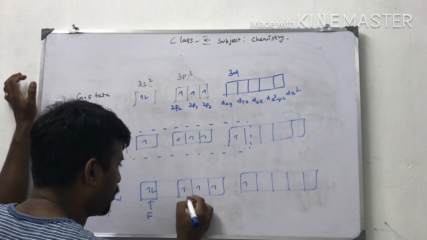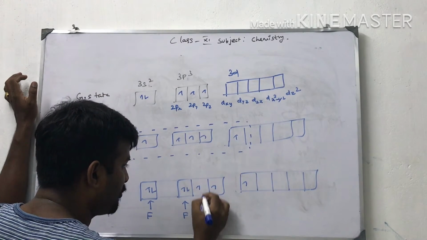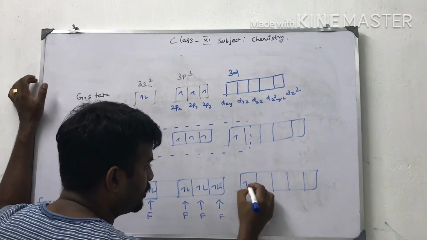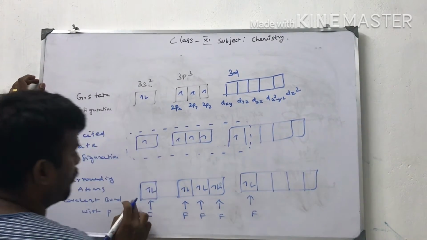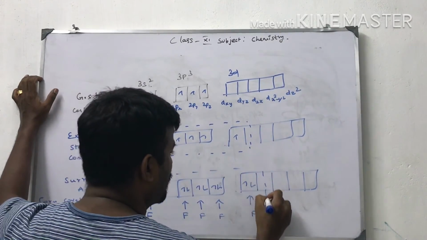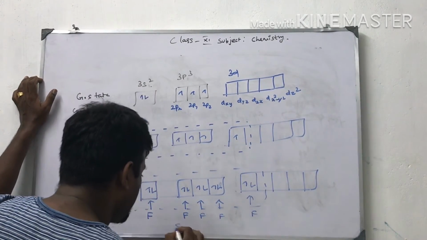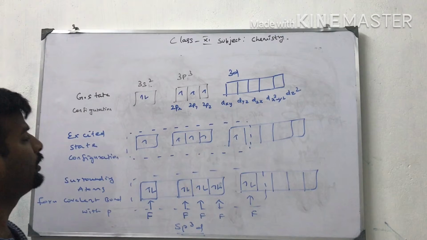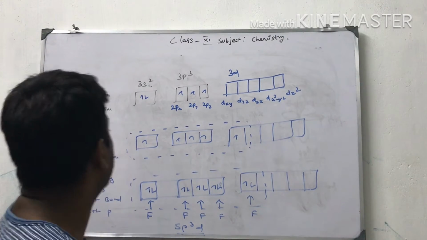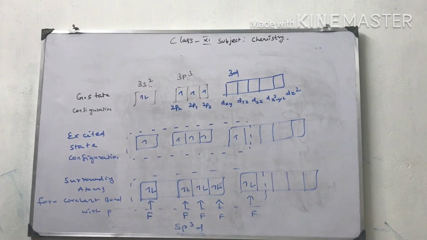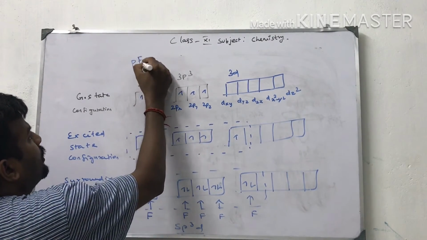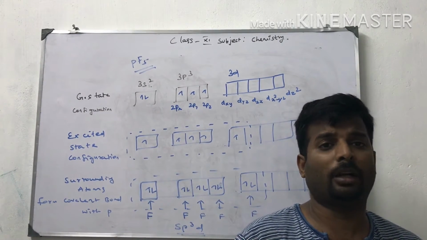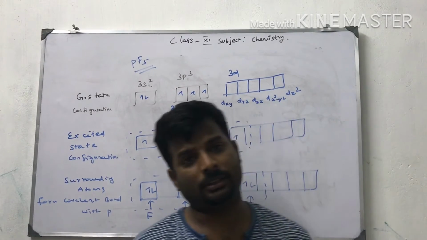Here fluorine forms a covalent bond. Here one more fluorine forms a covalent bond. Here also fluorine forms a covalent bond. Here also fluorine forms a covalent bond. So the hybridization is one s orbital, 3 p orbitals, 1 d orbital combining to form sp3d hybridization, mixing with fluorine. This is the electron configuration diagram for phosphorus pentafluoride. The same structure comes for arsenic pentafluoride also. They are examples of sp3d hybridization molecules.